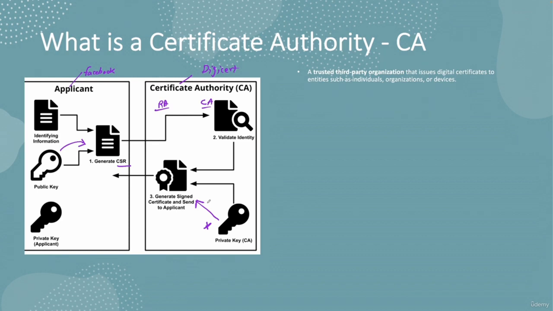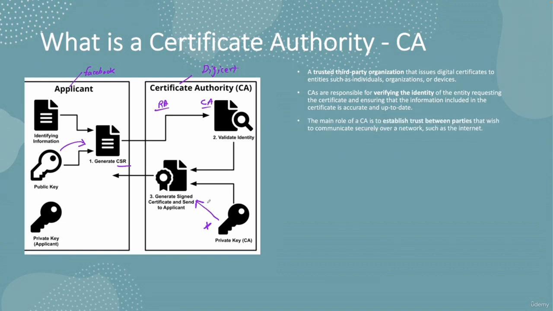So now let's take a look. What is a CA? A CA is nothing but a trusted third-party organization that issues digital certificates, right? So you are issuing digital certificates to individuals, organizations, devices. CAs are responsible for verifying the identity of the entity. As I told you, if you are saying you are facebook.com, the CA will check. Well, it's not the CA but actually the RA, but anyway, it's underneath the CA, right? So it will check your identity. If you are saying you are Facebook, are you actually Facebook or not? The main role of a CA is to establish trust.